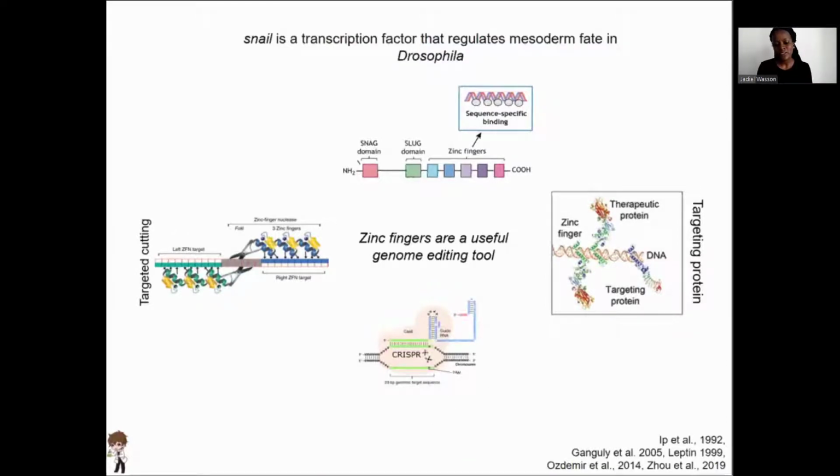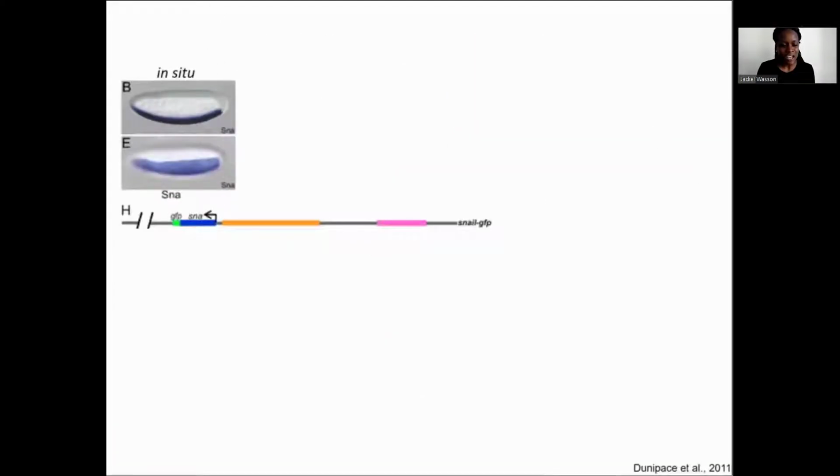So now that we know that SNAIL regulates its targets, what we would like to know next is how SNAIL itself is regulated. Here I'm showing you, once again, an in situ of snail in the Drosophila embryo, and you can see that it has a very stereotypical expression pattern. This is the same embryo, just slightly rotated.